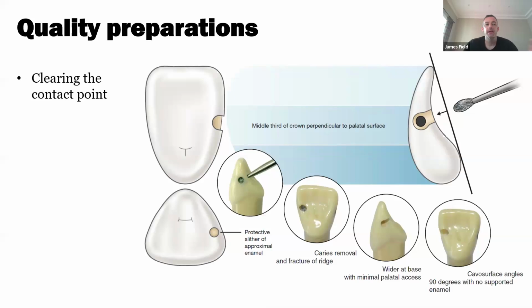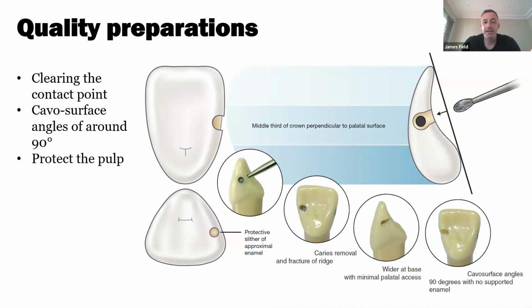So some things to really remember: we have to clear the contact point. We really want cavo surface angles of around 90 degrees. And of course, we want to protect the pulp. We shouldn't be starting too far into the body of the tooth, and we shouldn't be outside of that middle third of the crown. Otherwise, we start to work through tooth tissue, which is quite thin towards the incisal edge and misses the contact point, or we are too inferior and we're working through very thick amounts of tooth tissue, which probably will compromise the pulp in some way.